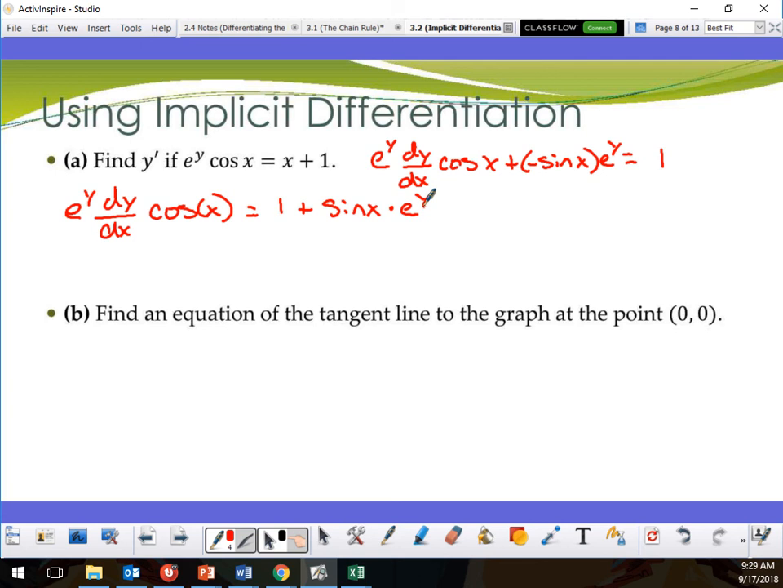So now this is multiplying: the e to the y and the cosine of x are all multiplying, right? So to get dy/dx alone I divide it all out. So dy/dx equals 1 plus sine x e to the y over e to the y cosine of x.